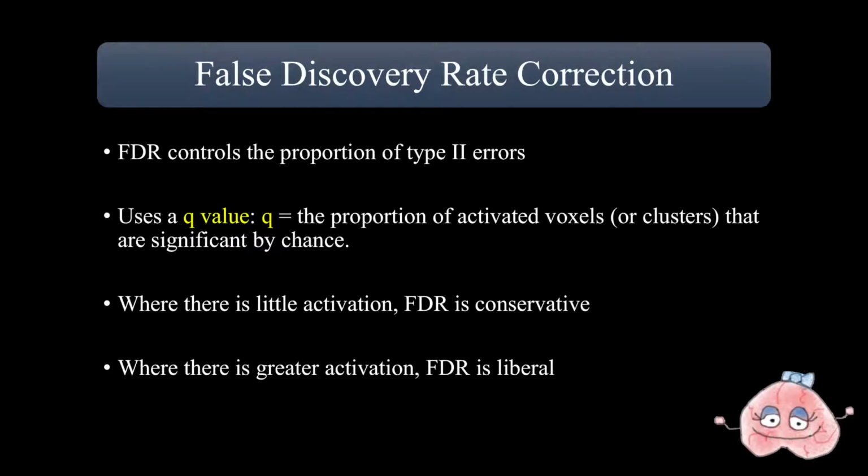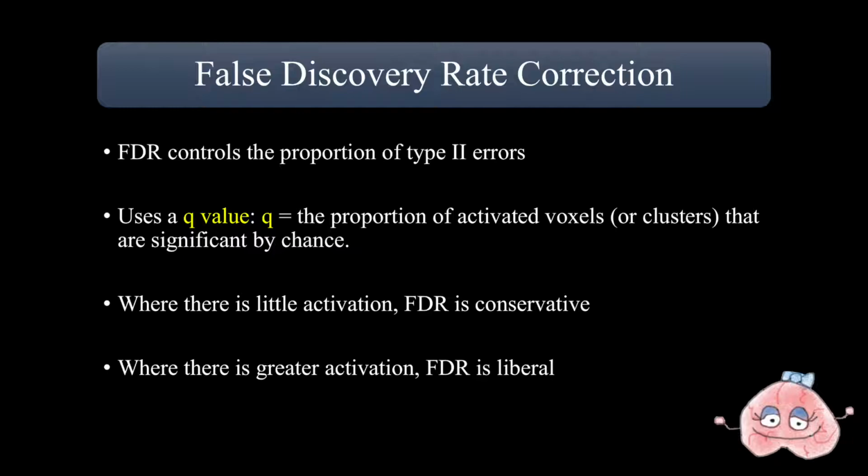Now we will be moving on to the second method of interest, the false discovery rate. The false discovery rate controls the proportion of rejected hypotheses that are falsely rejected, controlling for type 2 errors. The standard p-value represents the proportion of all voxels that are significant by chance. FDR uses a q-value, which represents the proportion of activated voxels or clusters that are false positives or significant by chance.